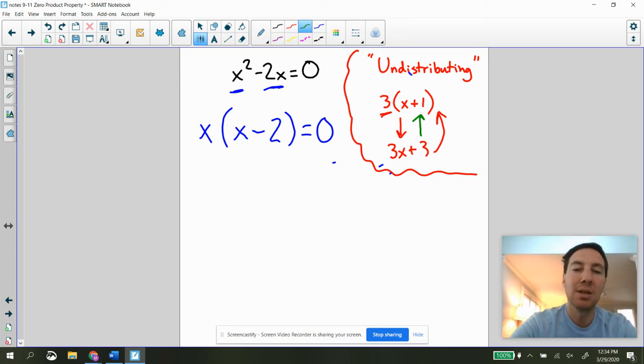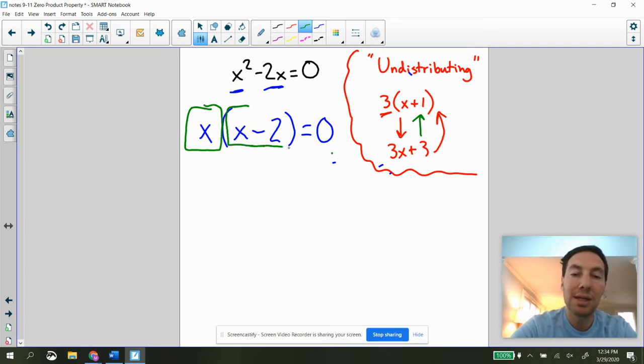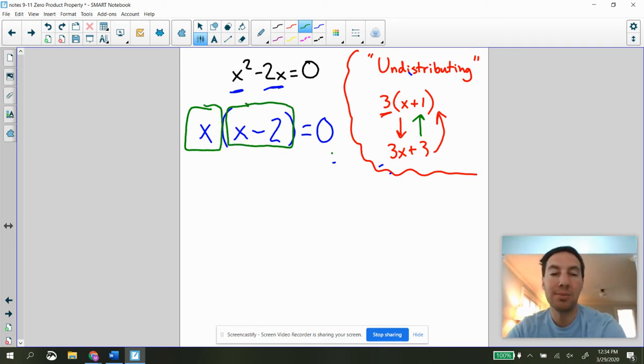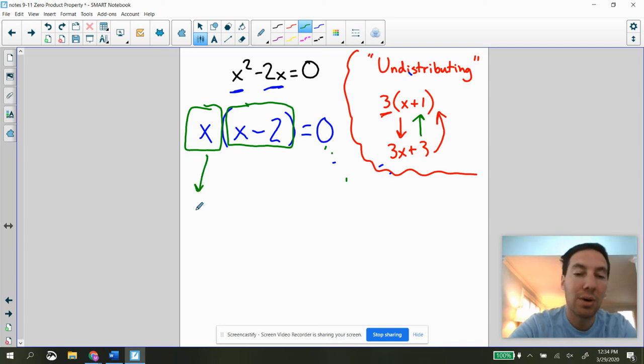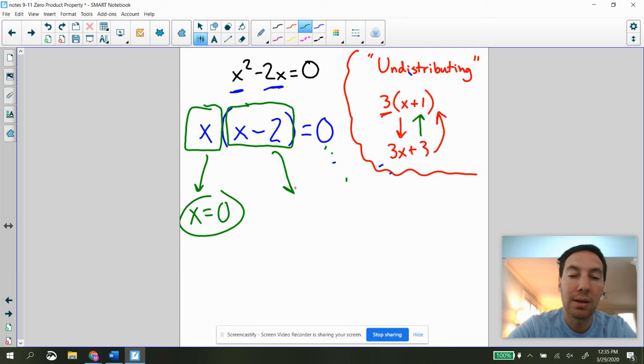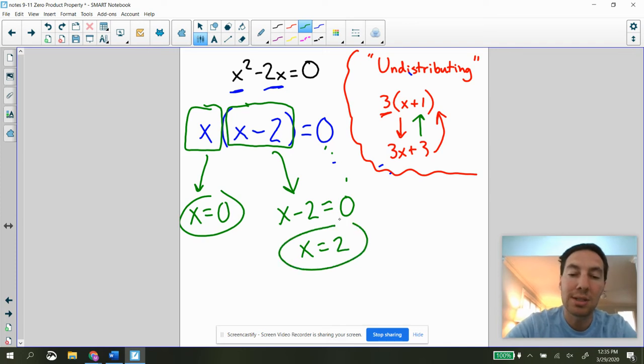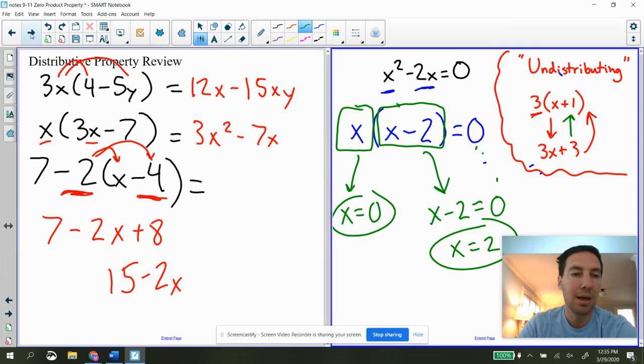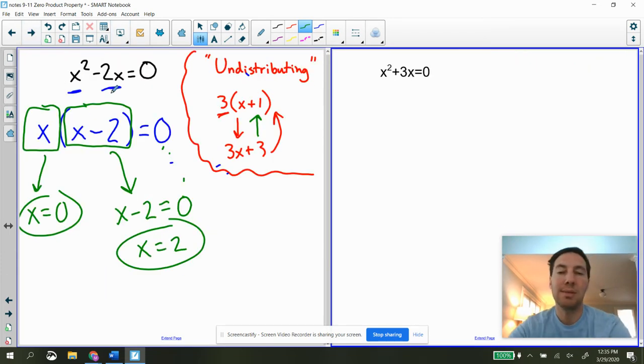Now, why are we doing this? Well, we have now turned this into a lovely ZPP, zero product property, question. Either this quantity has to equal 0, or this quantity has to equal 0. This is a pretty easy equation to solve. And we get our two answers. X could be 0 or 2. All right, why don't you try one like this on your own? I'll go dual so you can see both sides.